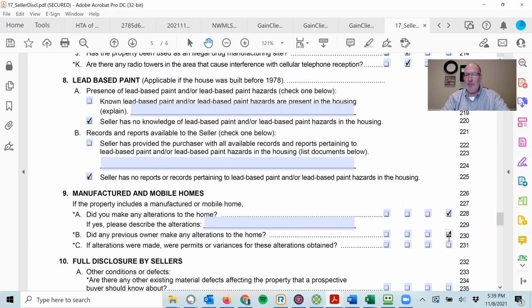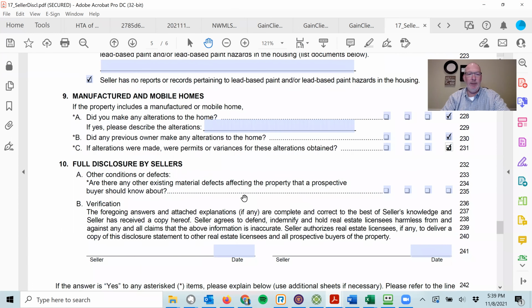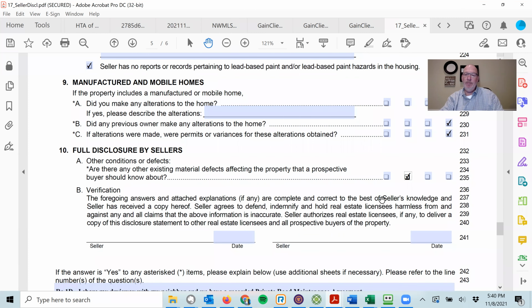If it's not a mobile home, you're going to say NA to all of that. And then I always end it with, okay, I've asked you a lot of questions. This last question is basically to ask if I missed anything, because sometimes you might have had something in your head that you wanted to disclose, but I never asked you the direct question about it. And that is, are there any other material defects affecting the property that a prospective buyer should know about? And most of the time they're going to say no, right?